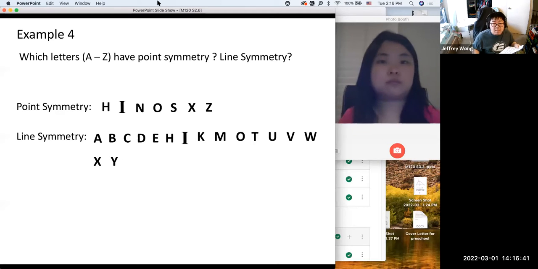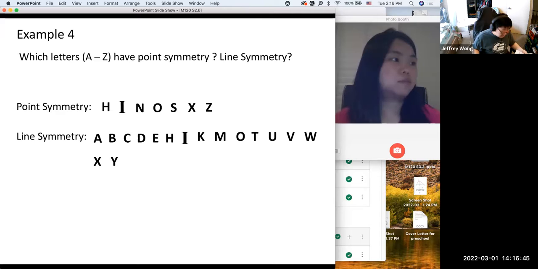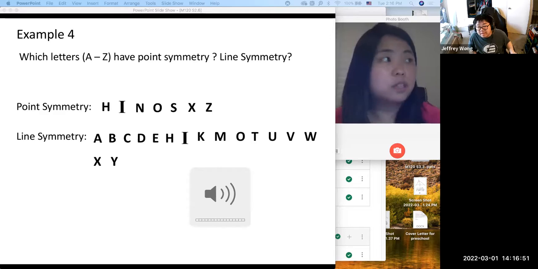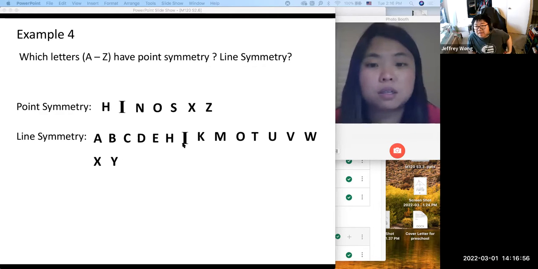Okay, I don't think B is line symmetry. Good. No, I don't think B is line symmetry. I can't hear you, Jeffrey. Well, I don't think B is part of line symmetry. We should be the line symmetry. I could cut it in half like this, right? Oh, B.